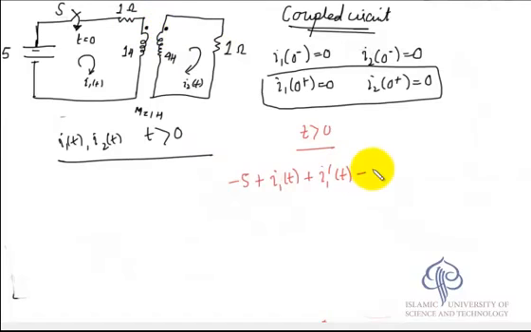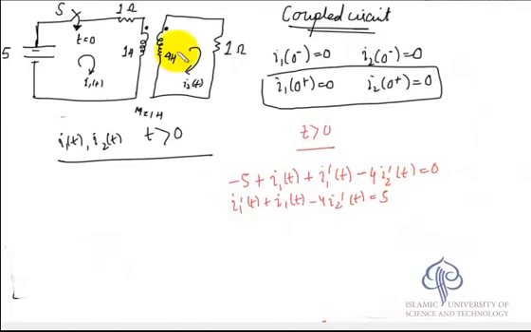So you'll write minus 4 times the mutual inductance I2 dash t is equal to 0. This is the first equation. Let us write it more simply. So this is going to be I1 dash t plus I1t minus 4 I2 dash t is equal to 5. This is the first equation.